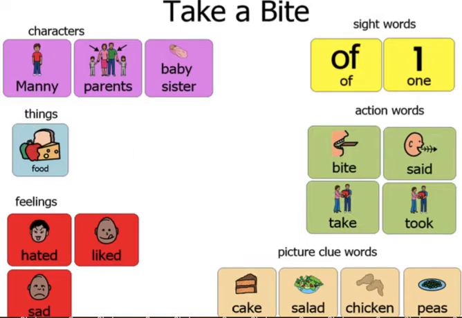Let me tell you a little bit about our story today. So in the story, Take a Bite, our main character, Manny, hates all the food that is on his dinner plate. He has to eat a lot of the foods that he hates. What foods do you hate? Thanks for sharing. So in our story, like I said, Manny has to eat foods that he hates. He hates salad, he hates chicken, and he hates peas. His parents say that he has to take one bite of each. When we have to eat something we hate, we may just take one bite instead of taking many bites.